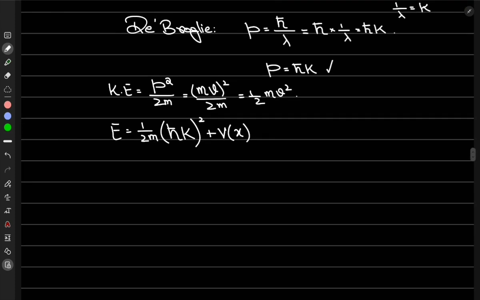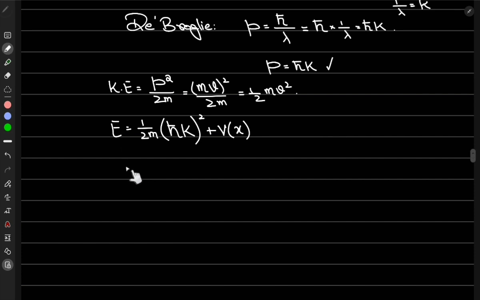Right. Now what I'm going to do is write this simply as E is equal to p squared by 2m plus V of x. And I'm sure now you know how I wrote this equation.